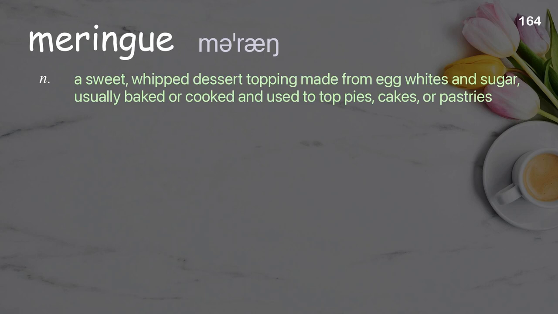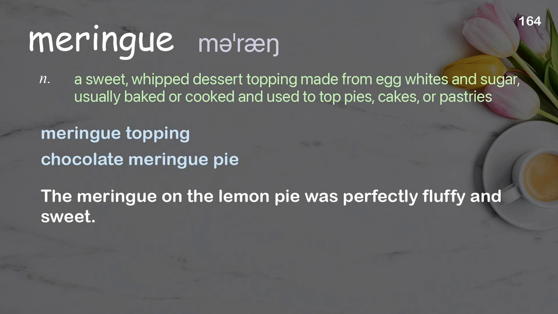Meringue. A sweet, whipped dessert topping made from egg whites and sugar, usually baked or cooked and used to top pies, cakes, or pastries. Examples: meringue topping. Chocolate meringue pie. The meringue on the lemon pie was perfectly fluffy and sweet.